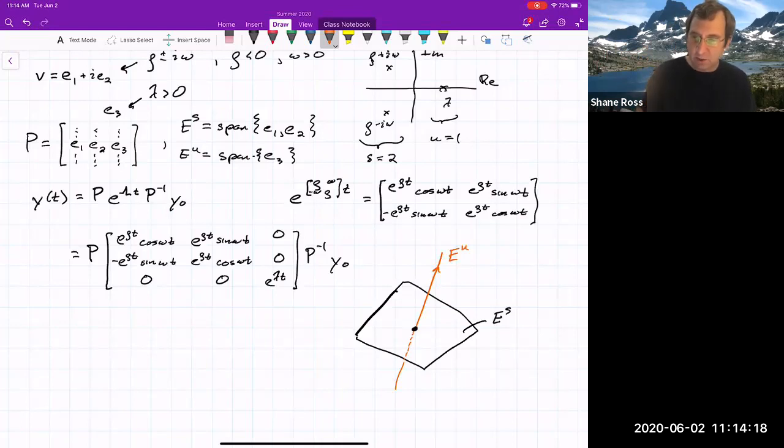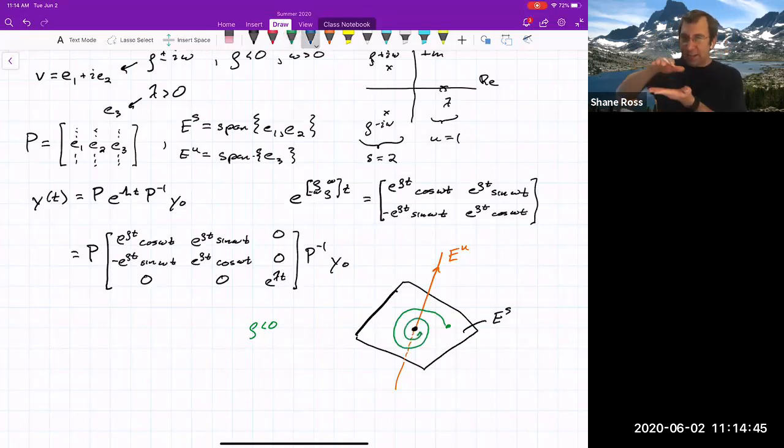So what would we have on the stable subspace? We said that lambda is less than 0. Because of that e to the lambda t term, things will be spiraling in. And because of the sines and cosines, we've got rotation. So if we had some initial condition in the stable subspace, it's going to be spiraling in, so decaying.